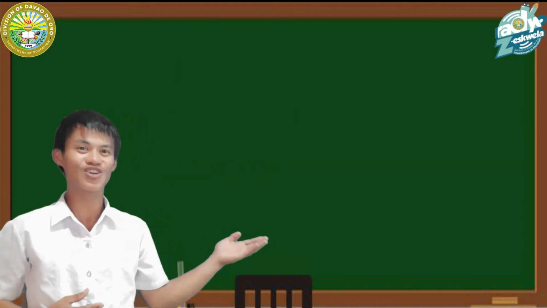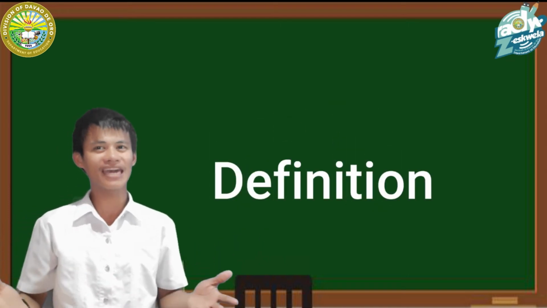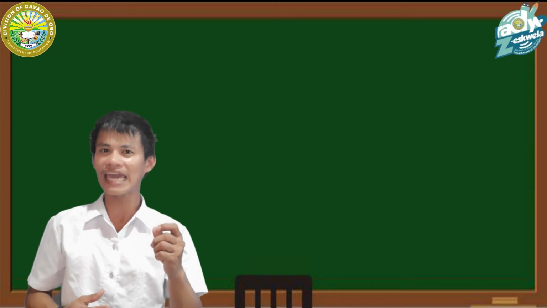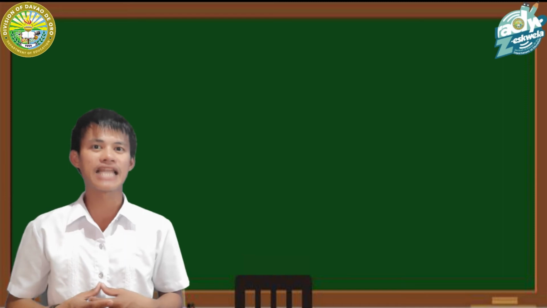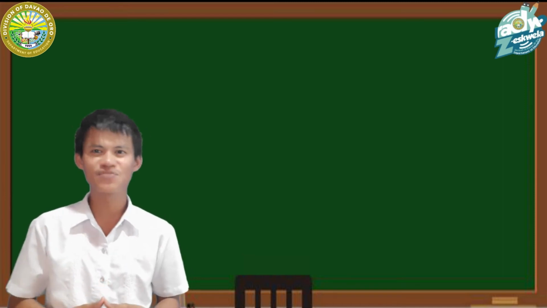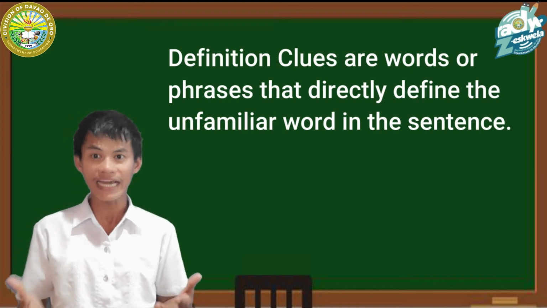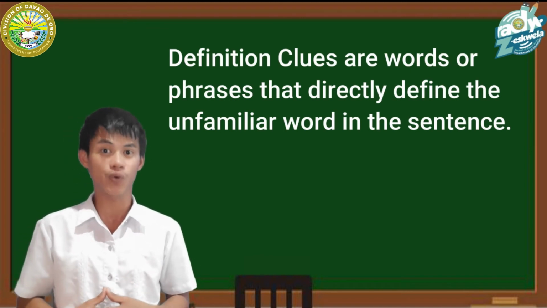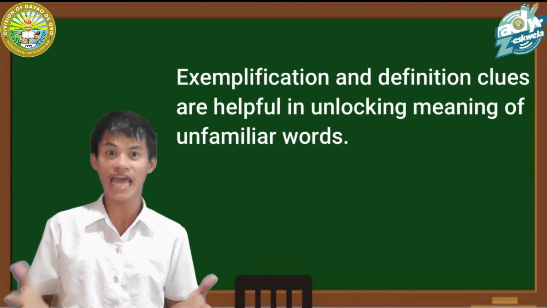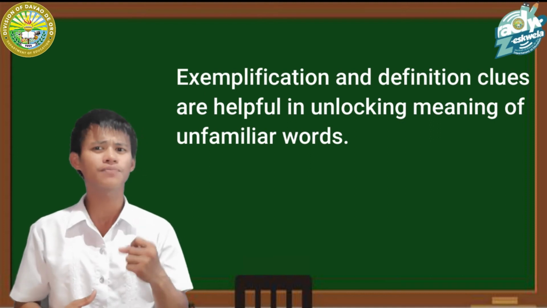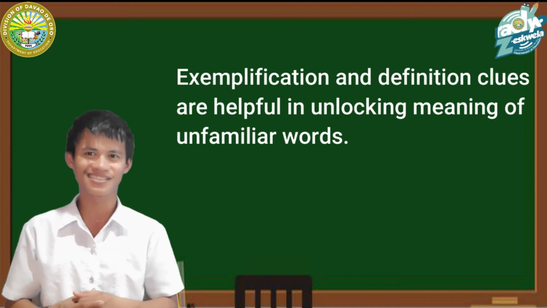The author used definition. Cupcakes are defined as small cakes baked in a muffin tin, while somber means lacks some color. Definition clues are words or phrases that directly define the unfamiliar word in the sentence. Exemplification and definition clues are helpful in unlocking meaning of unfamiliar words.